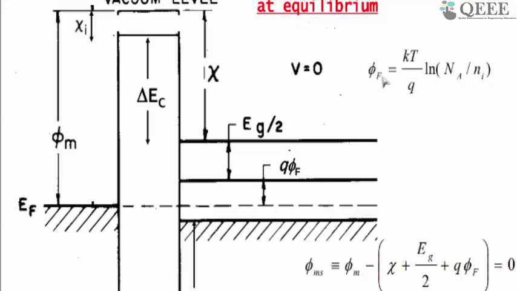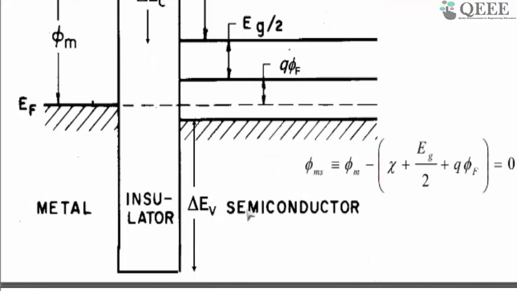So you can see this phi f is kT over q times the natural logarithm of the substrate concentration. With acceptors as the majority here, these are acceptors over ni. Now you can see that at equilibrium, this EF is continuous from the metal to the semiconductor. So this is an ideal case.